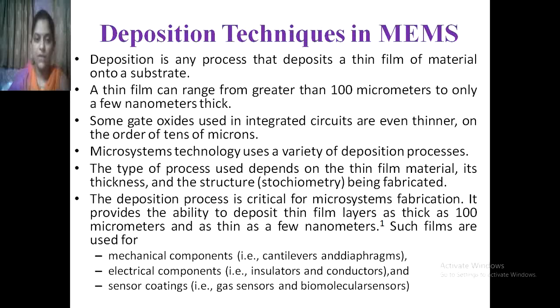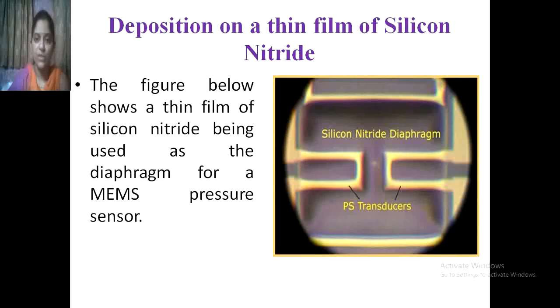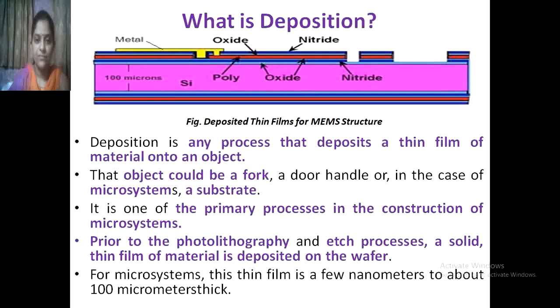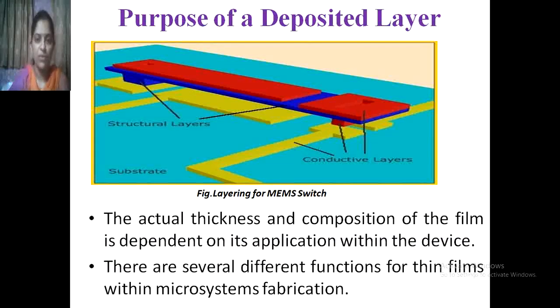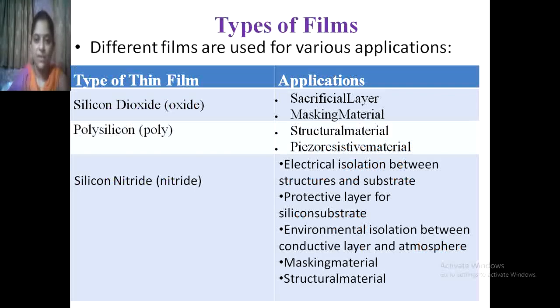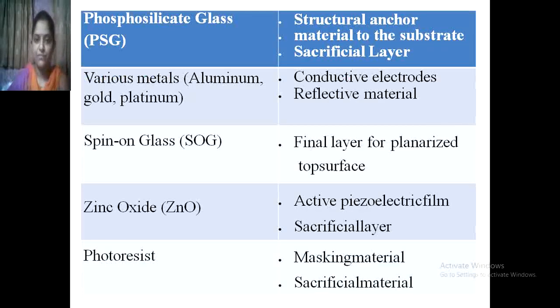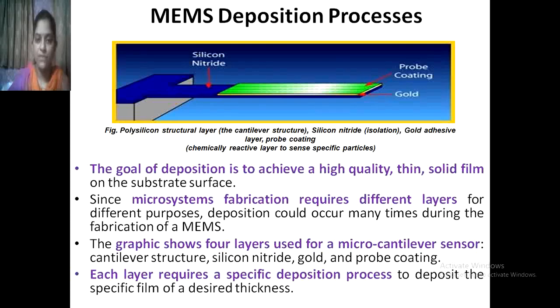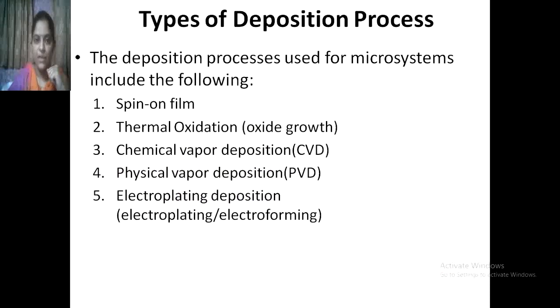So in this chapter we have seen deposition techniques, one example of the thin film of silicon nitride, then what is meant by deposition, then what is the purpose of the deposited layer, then types of layers for MEMS, then types of films with respect to the applications. Then we have seen the MEMS deposition process, where we saw one example, that is the 4-layer micro cantilever sensor. Then we started the deposition process.